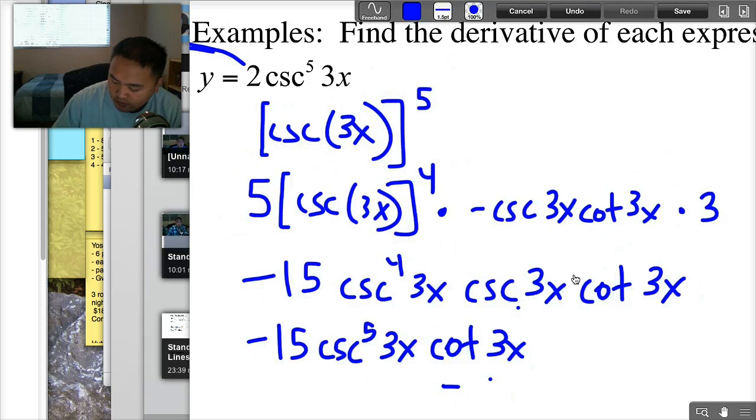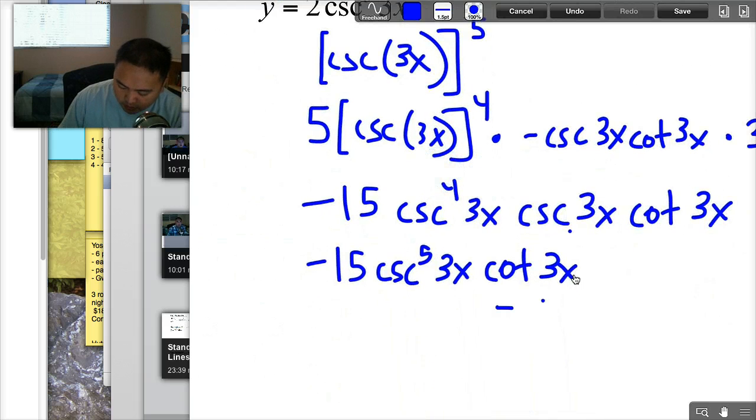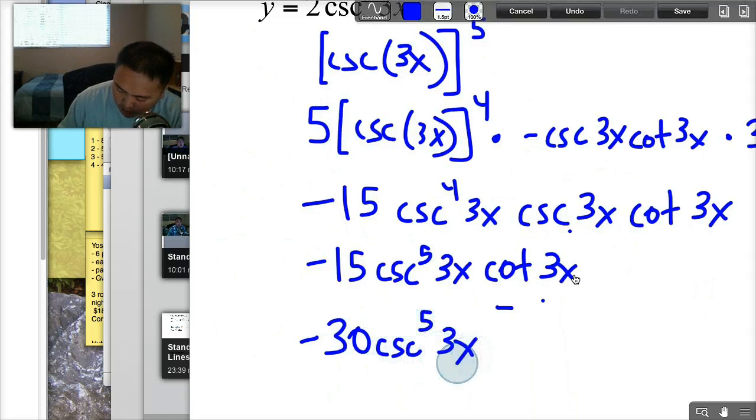Now, you may be confused a little bit here, or you might think that you're finished, but you remember at the very, very beginning of the problem, remember I moved this 2 to the side. It was this coefficient. So now I can bring that back. I can multiply the whole thing by 2. And the real answer, or not the real answer, but the final answer is negative 30, multiplying by 2, cosecant of 3x to the 5th power cotangent 3x.